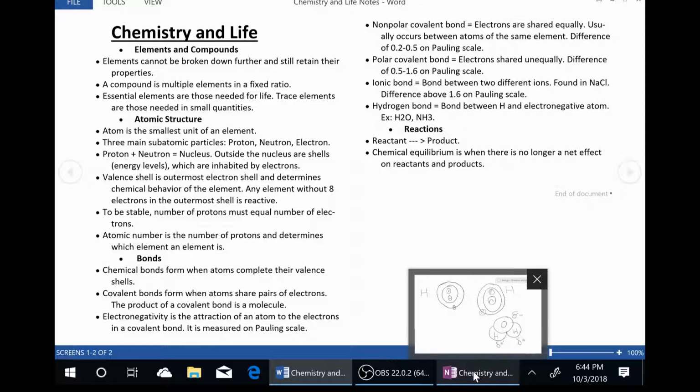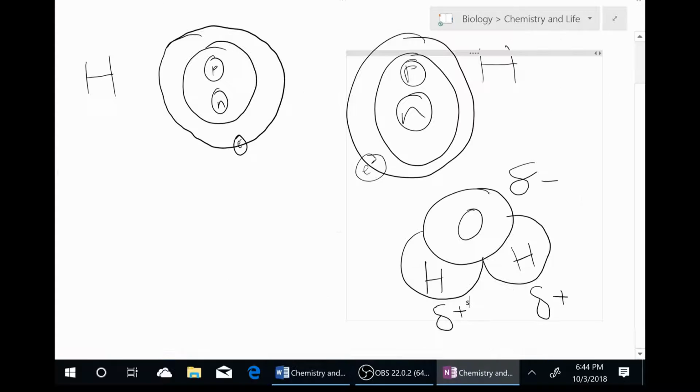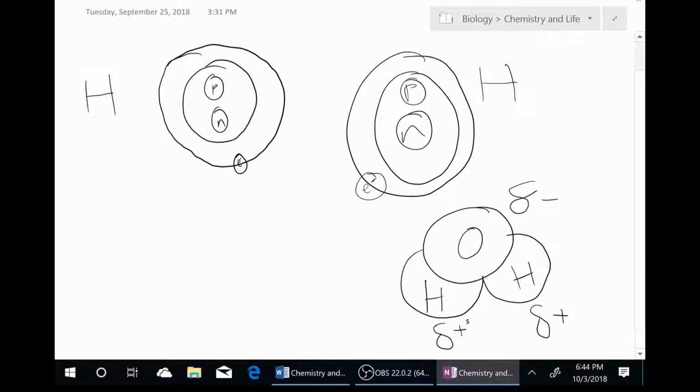So let's take a look at an example of an atom here. This right here is a hydrogen atom. As you can see, there's one proton and one neutron each inside the nucleus, and then we have an electron orbiting outside. Obviously, most atoms are way more complex than this. They have multiple shells, multiple electrons, multiple protons, and multiple neutrons.